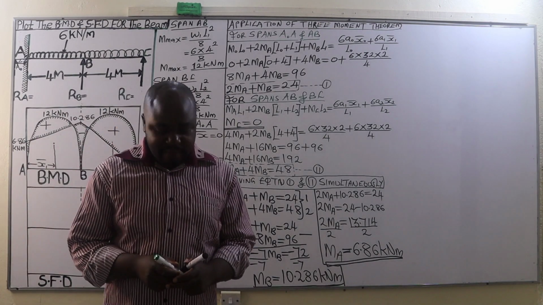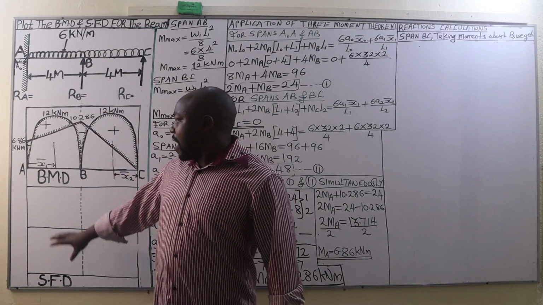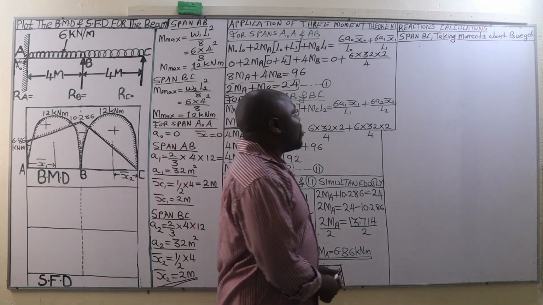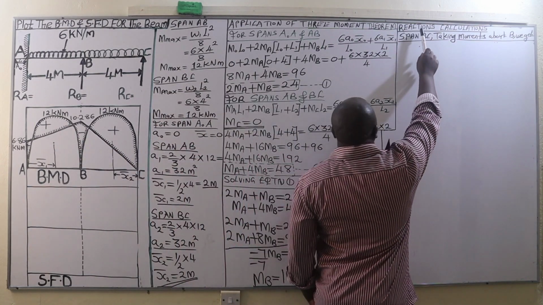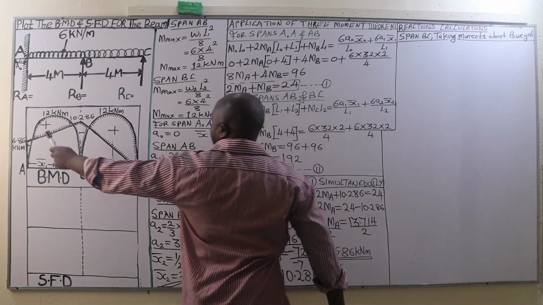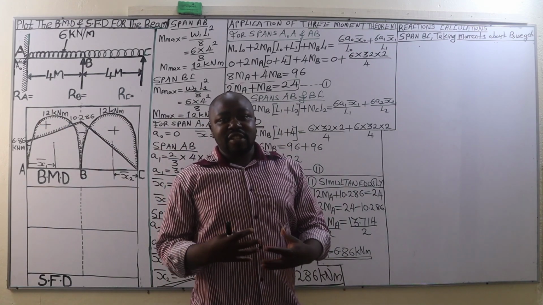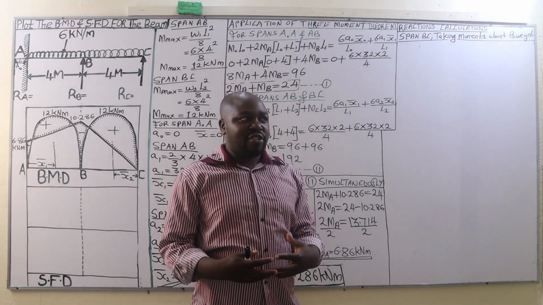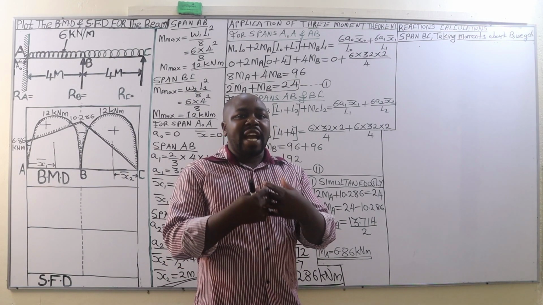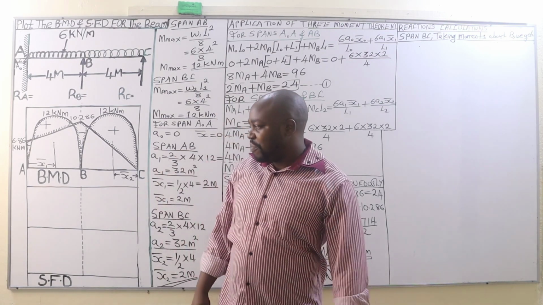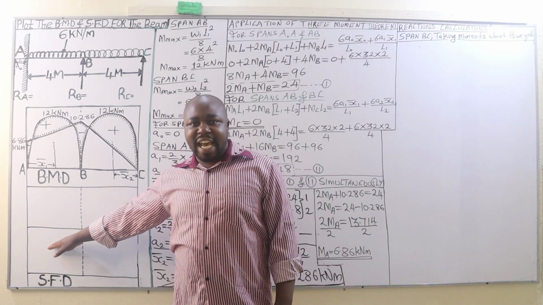So that's how we plot the bending moment diagram for such a beam. Very good. So after plotting the bending moment diagram, the next thing we are going to do is calculate the reactions, that is reaction at A, reaction at B, as well as reaction at C. And when we get those reactions, we are going to use them to calculate the shear forces, which we are going to use to plot the shear force diagram.